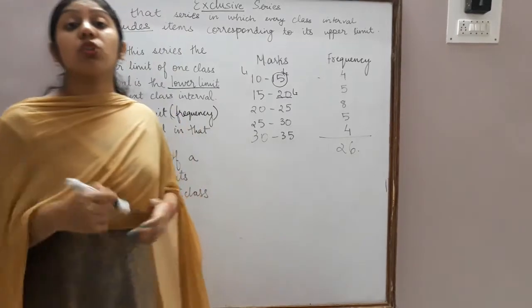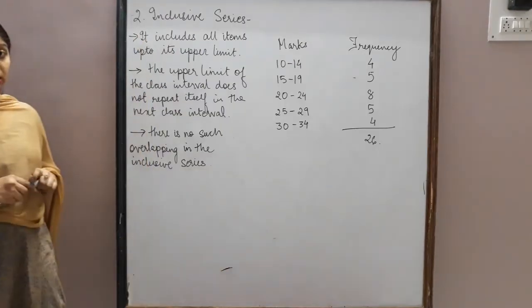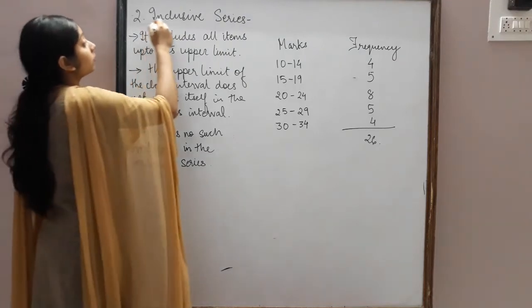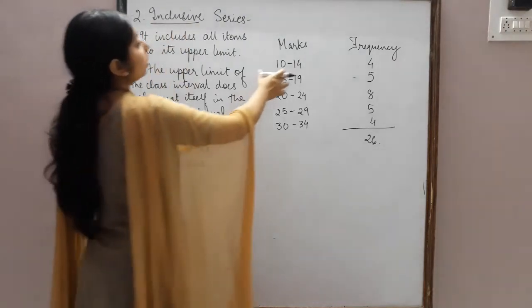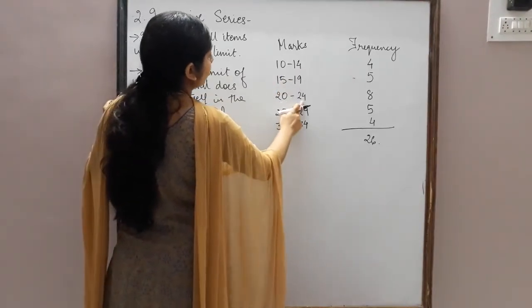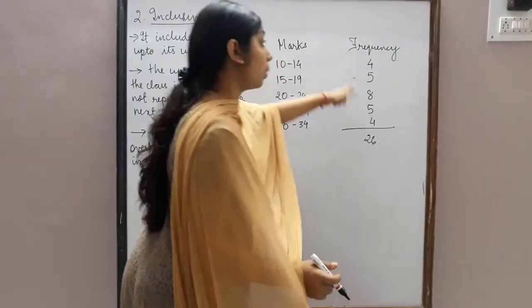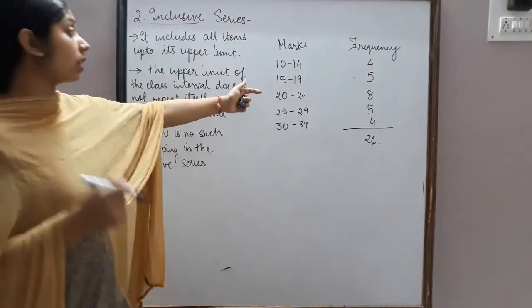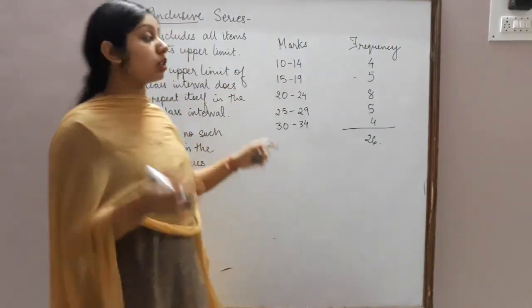Next, we will move on to the inclusive series, the next type of frequency distribution. Here the word inclusive means that we are including something. Look at this example. Here the marks are written 10 to 14, 15 to 19, 20 to 24, 25 to 29, 30 to 34, and the frequencies are given. That means how many students have scored marks from 10 to 14, how many scored from 15 to 19, and so on.